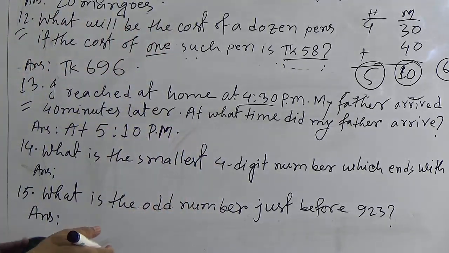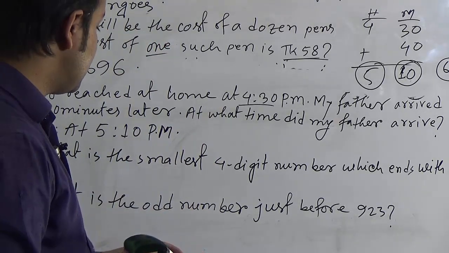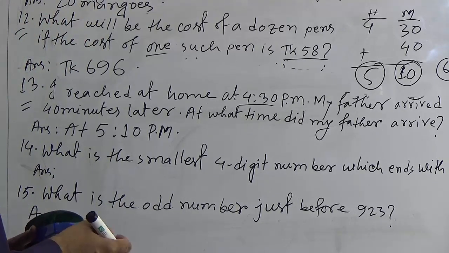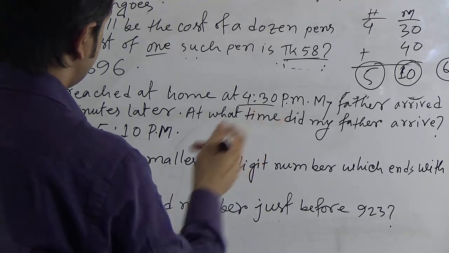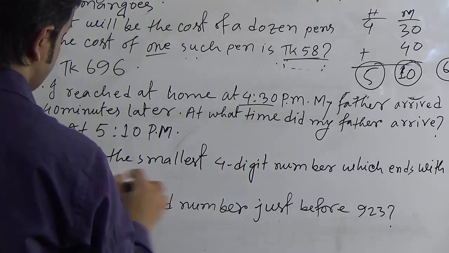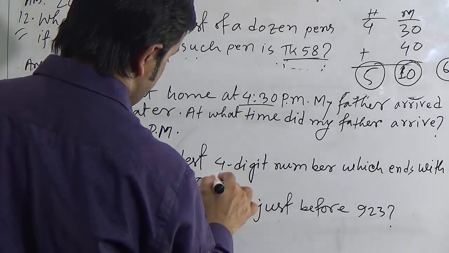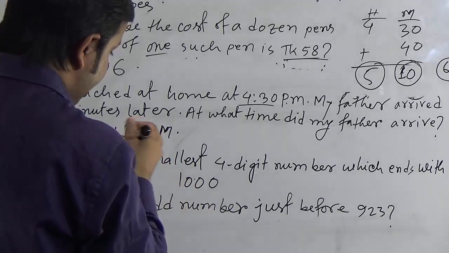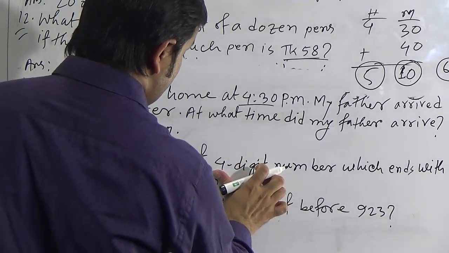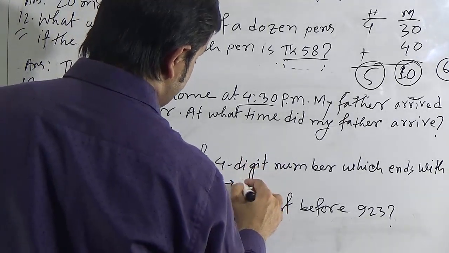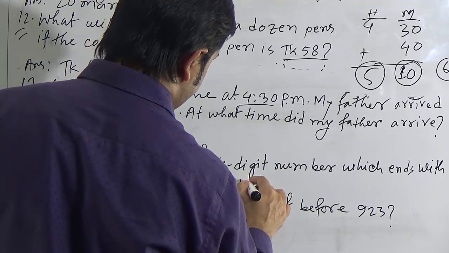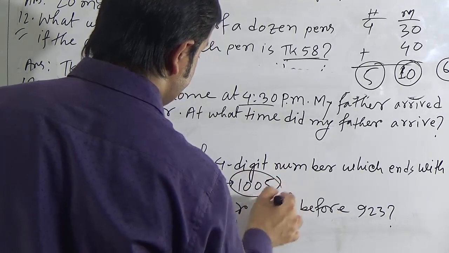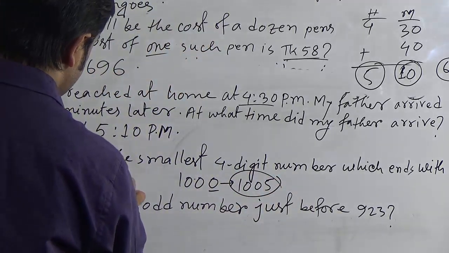Now question 14. What is the smallest 4-digit number which ends with 5? Dear students, you know smallest 4-digit number is 1000. And as the number ends with 5, the last digit, it means ones place will be 5. So our required answer is 1005.